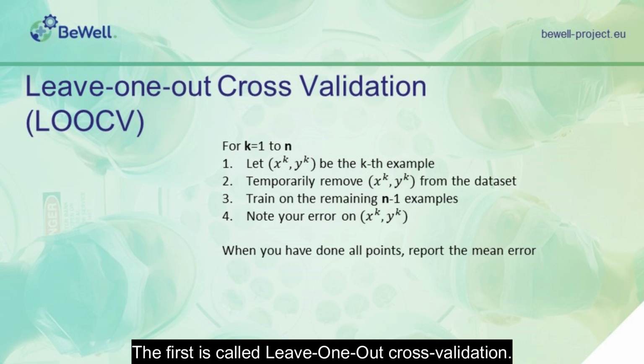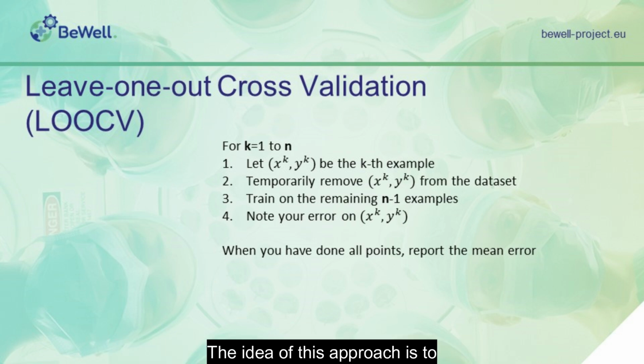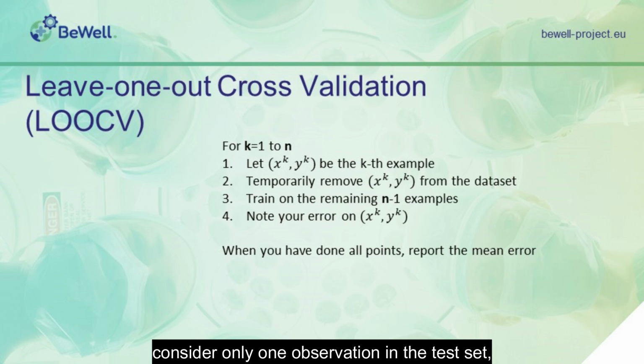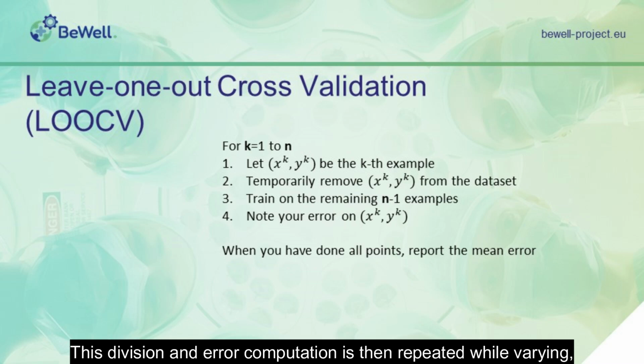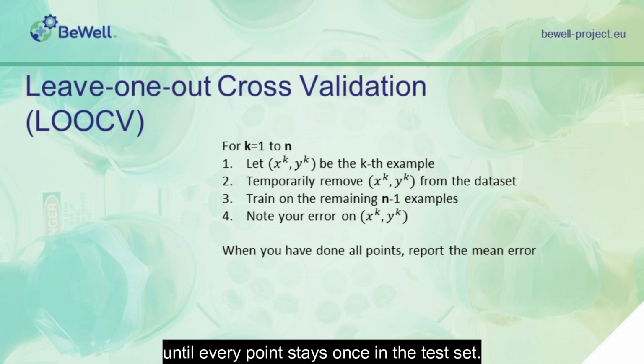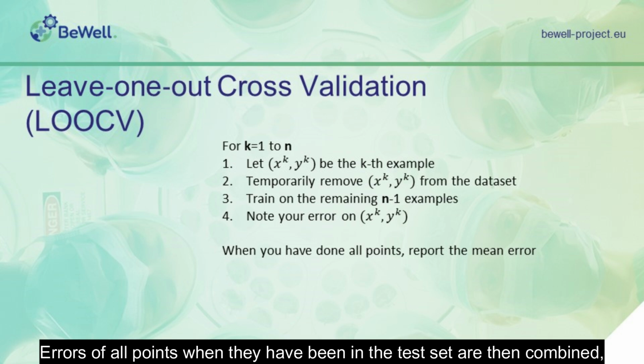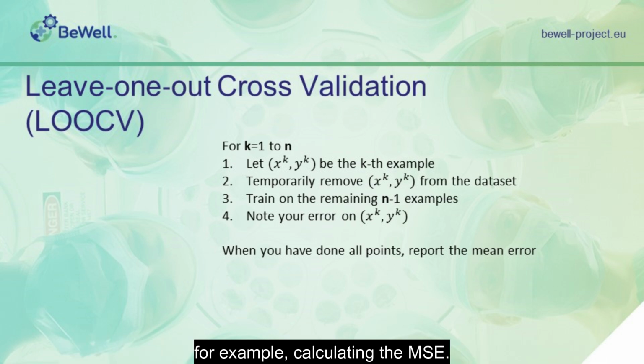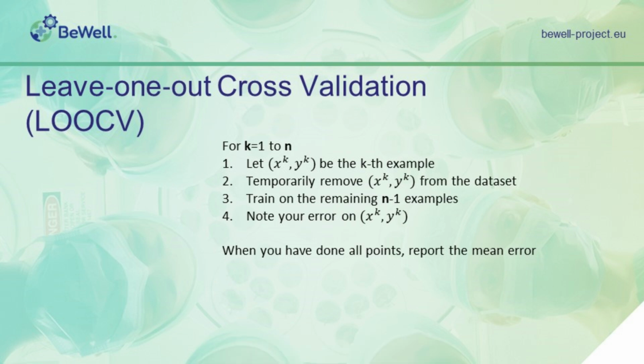The first is called leave one out cross-validation. The idea of this approach is to consider only one observation in the test set, while all other observations stay in the training set. The error associated with the single point in the test set can then be calculated. This division and error computation is then repeated while varying from time to time the single observation in the test set, until every point stays once in the test set. Errors of all points when they have been in the test set are then combined, for example, calculating the MSE.